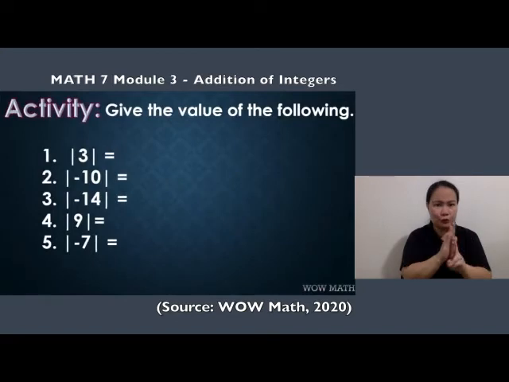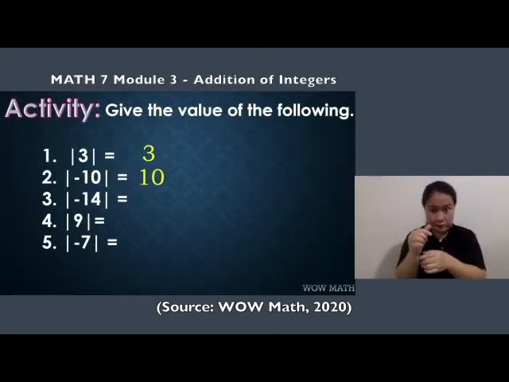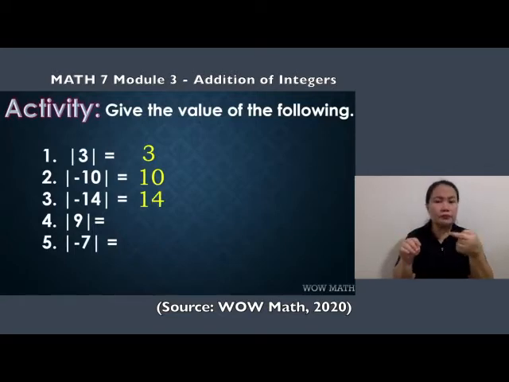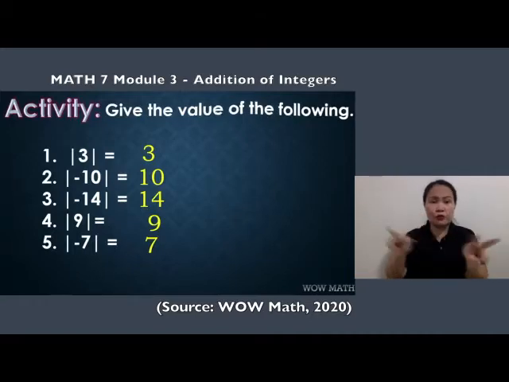Okay, so let us find first the value of the following. So we will try to look for the absolute value of 3, and that is 3. Absolute value of negative 10, that is positive 10. Absolute value of negative 14, that is 14. Absolute value of 9, that is 9. Absolute value of negative 7, that is 7. Now, since again, the absolute value is referring to the distance, it can never be negative. Okay, so it's always positive.